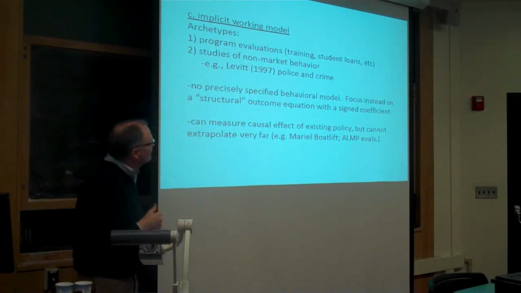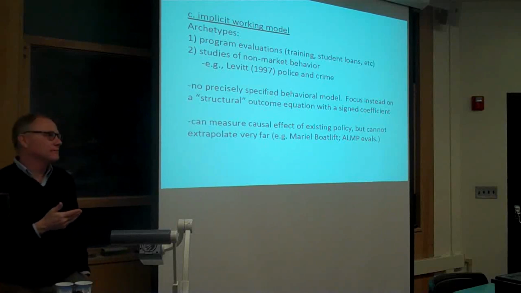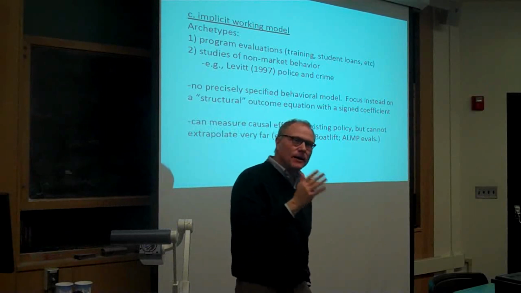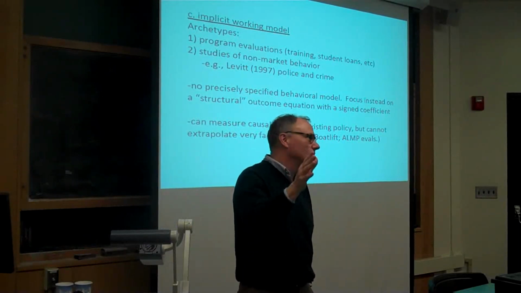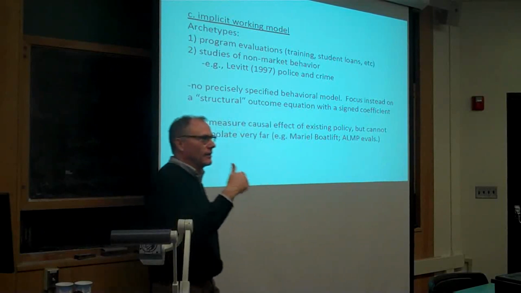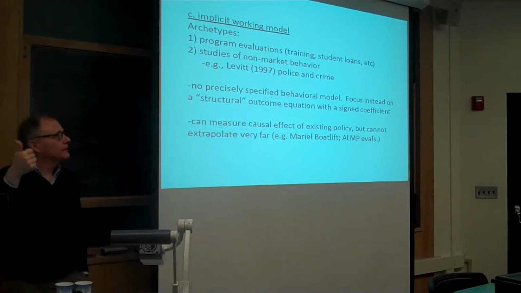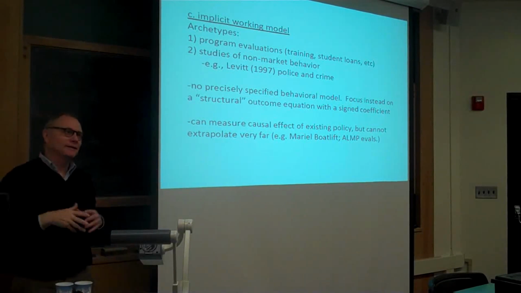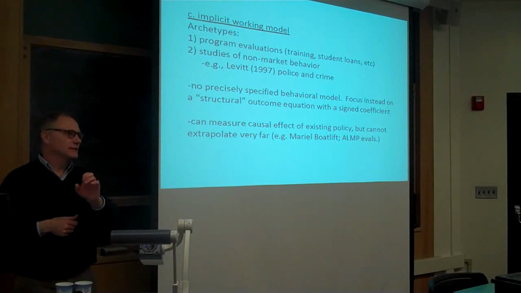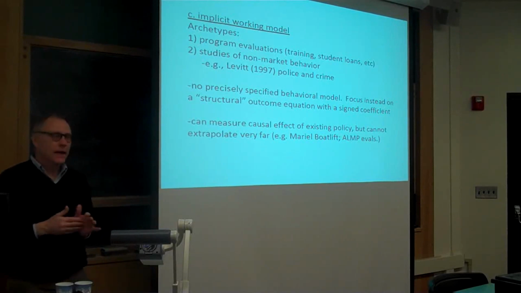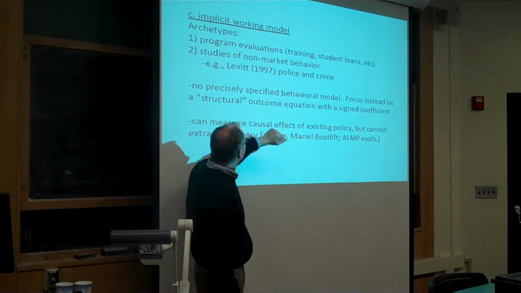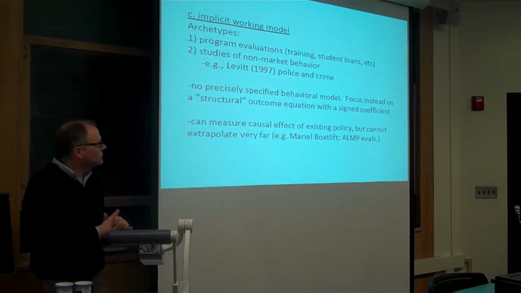So what's going on, for example, in a training program evaluation paper? Well, I'm trying to specify an equation that says, this is the earnings that people get in different states of the world, and I'm particularly interested in a comparison between this state and that state. And my model, quote unquote, is that if you participate in the training program, your earnings will be different than if you didn't, other things equal. And so there's no precisely specified behavioral equation. There's a focus instead on this sort of structural outcome equation.